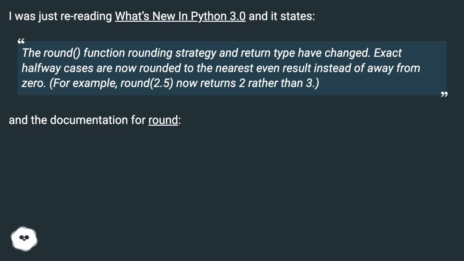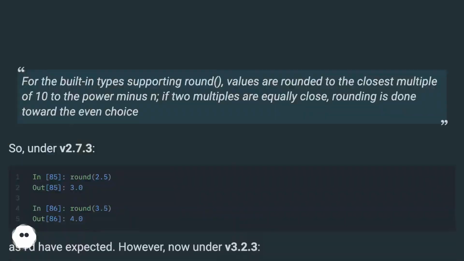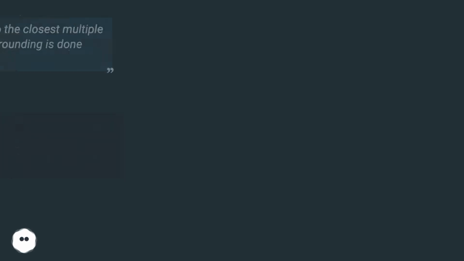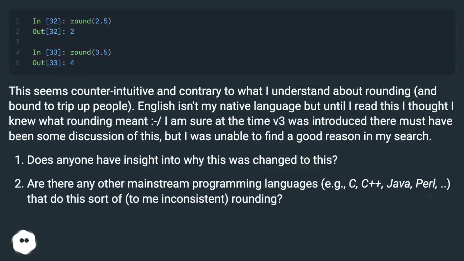And the documentation for round: for the built-in types supporting round, values are rounded to the closest multiple of 10 to the power minus n. If two multiples are equally close, rounding is done toward the even choice. So, under version 2.7.3, I get the result I'd have expected. However, now under version 3.2.3, this seems counterintuitive and contrary to what I understand about rounding, and bound to trip up people.